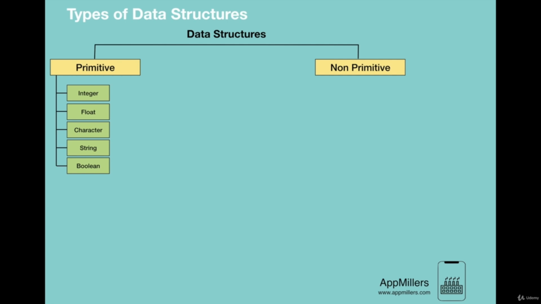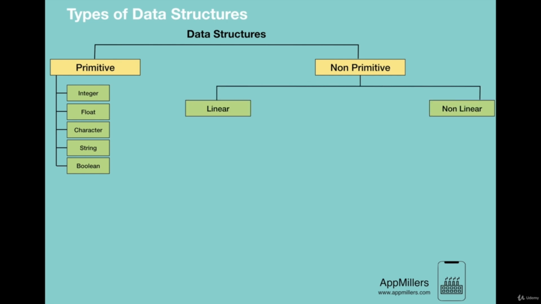Another type of data structures is non-primitive data structures. They are also referred to as user-defined data structures. Non-primitive data structures are derived from primitive data types by combining two or more primitive data structures. These data structures can be subdivided into linear data structures and nonlinear data structures.